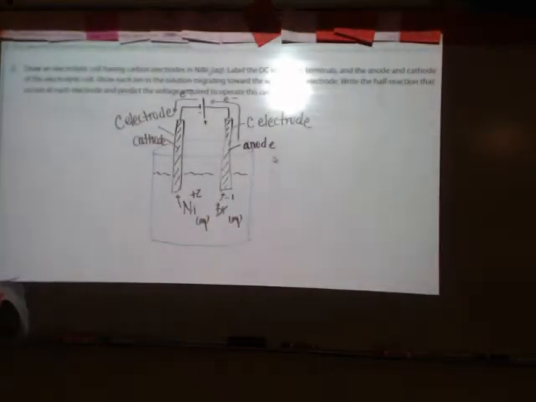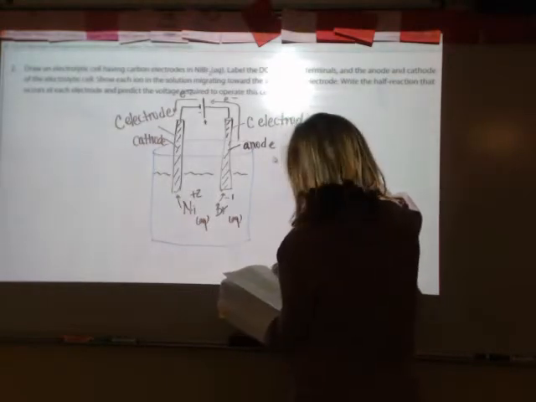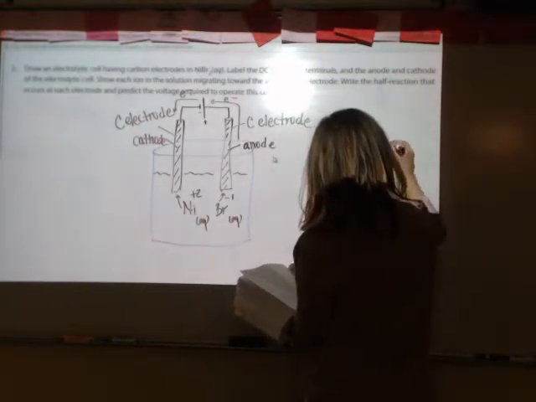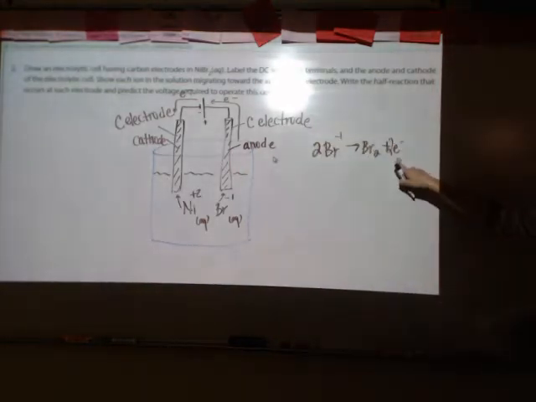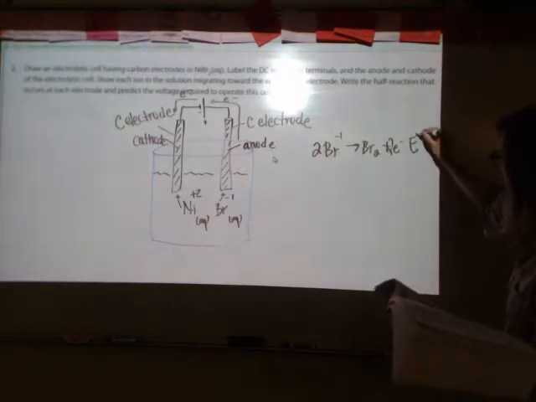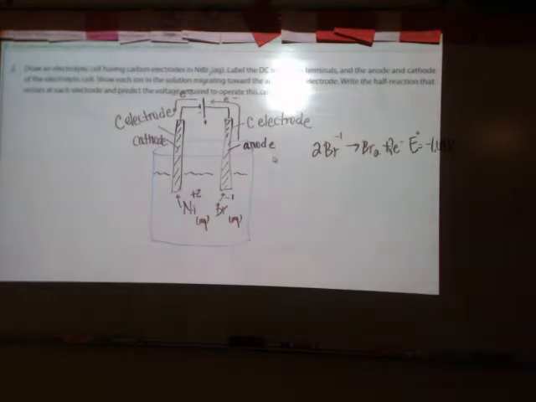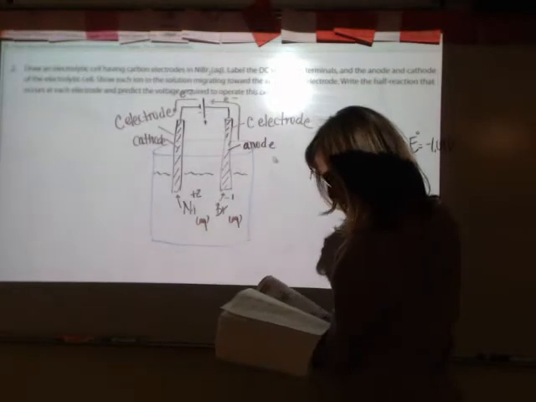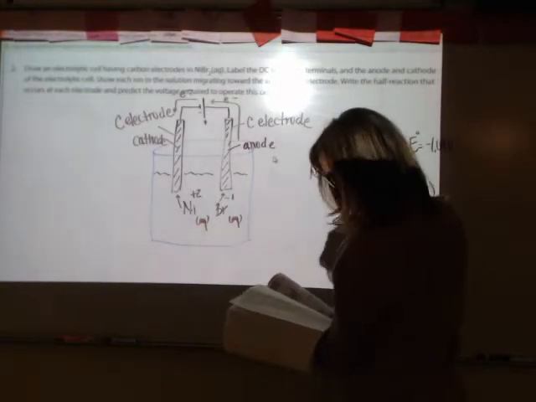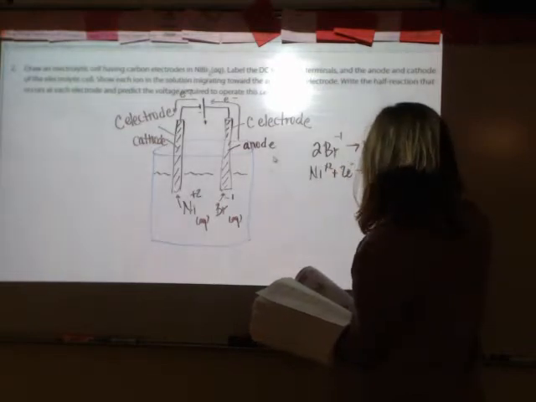And then they want the half reactions that are happening. Well, since bromine is the one that's losing the electrons, if you look at the SRP table, this would be the half reaction for bromine. And then the corresponding E value is negative 1.09 volts. And then your nickel is accepting the electrons, and that corresponding E value is negative 0.26 volts.